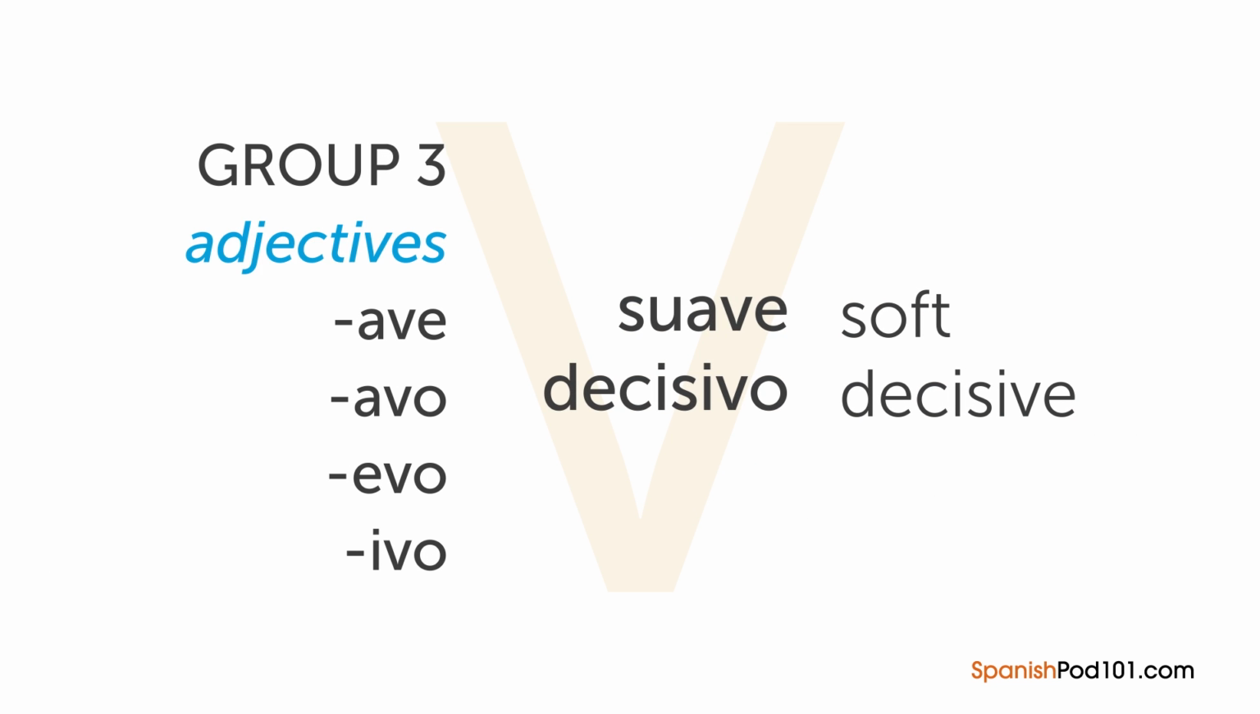Third, all the adjectives that end in ave, avo, evo, and ivo. For example, suave, soft, and decisivo, decisive.